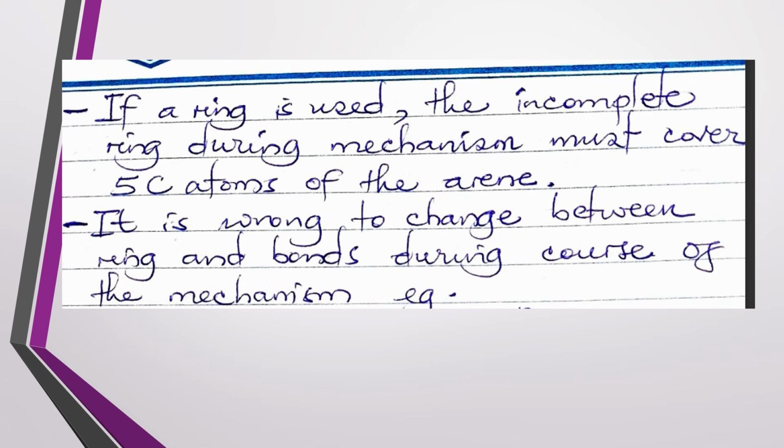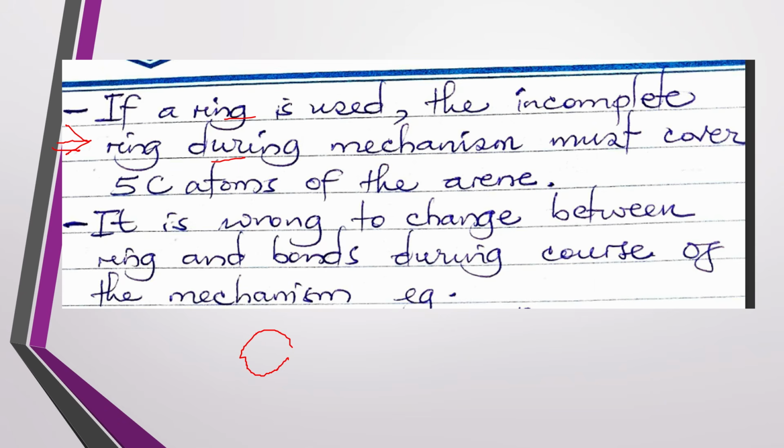So another point of concern is that if at all you have used a ring in mechanisms, make sure that the other 5 carbon atoms are covered up by the half of the circle that you make. But I've discouraged the use of the ring, the benzene structure with the ring inside, when you're dealing with mechanisms.